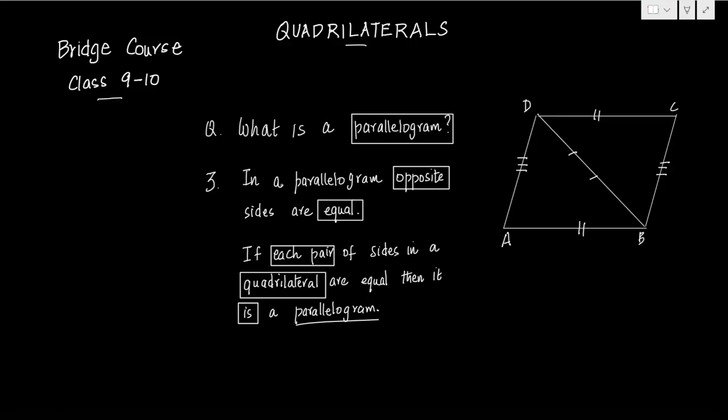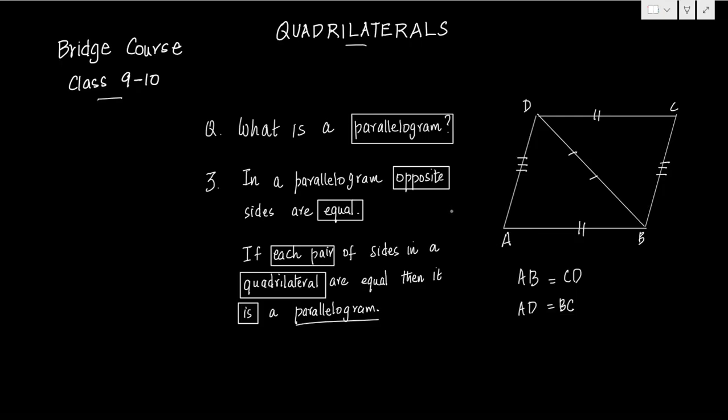In a parallelogram, opposite sides are equal. So look at the figure on the right. This is a parallelogram. Opposite sides, AB and CD are opposite. So AB must be equal to CD. Similarly, AD and BC are opposites. So AD must be equal to BC. So the third condition of a parallelogram says opposite sides are equal.